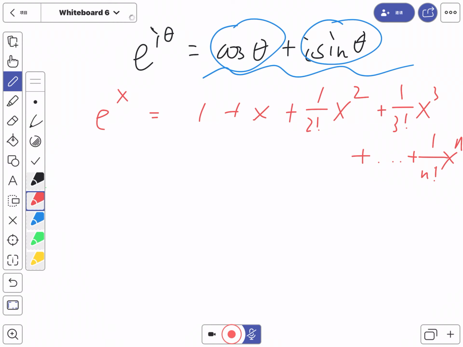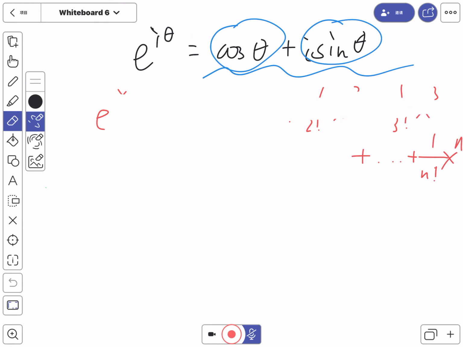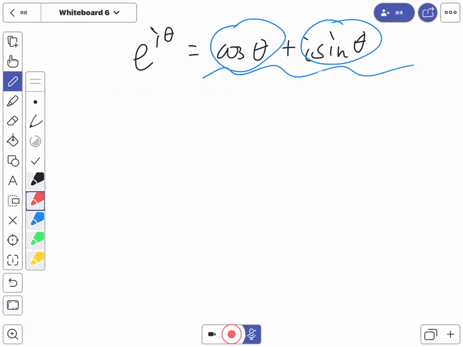Well, let me erase this. So what is cosine theta? Well, the general idea is that if we can find the Taylor series of cosine theta, then this can give us a clue of sine of theta. So let's start with cosine theta.